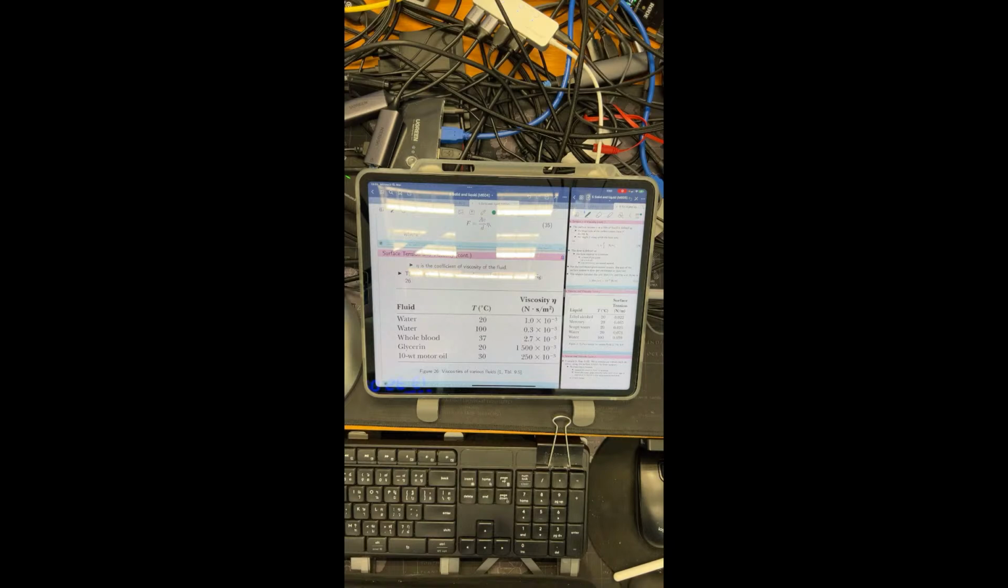For other materials, there are glycerin and whole blood. This is quite close to our life, the whole blood.